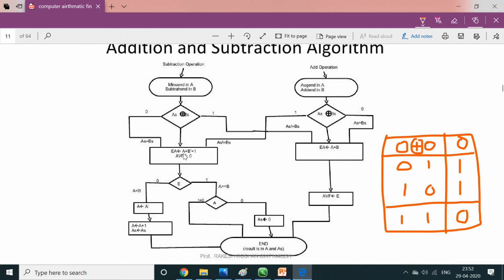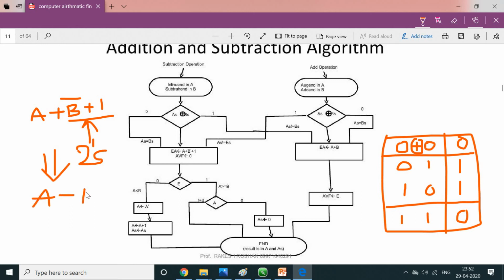Here we are going to observe A plus B dash plus 1. That means B dash means B bar. Here A plus B bar plus 1. This is represented as a 2's complement representation. This is equivalent to, directly you can write, performing the A minus B operation.